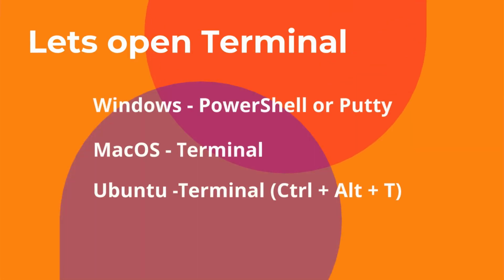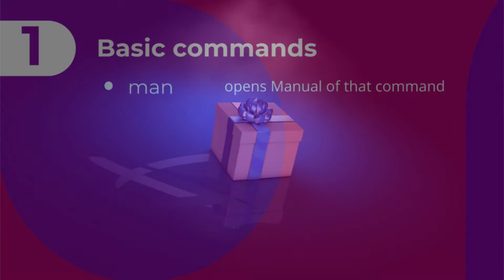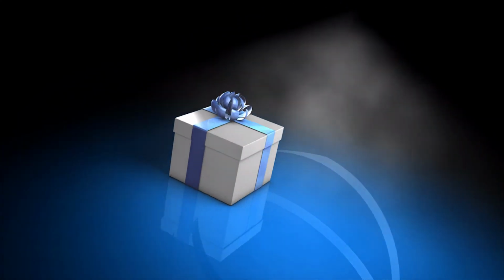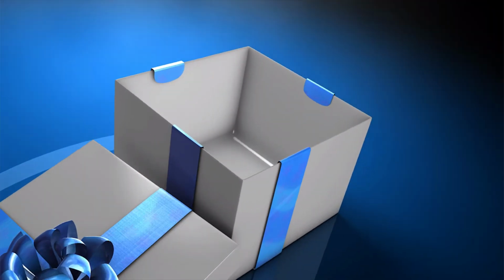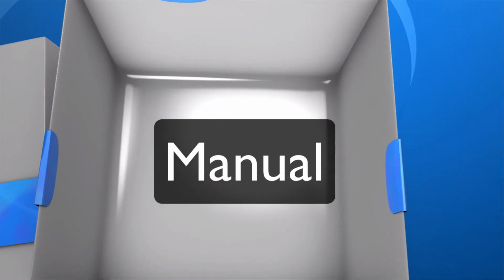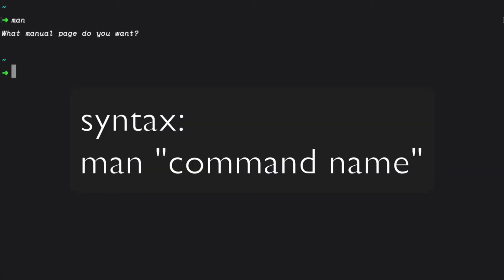So depending on your OS, let's open the terminal and type our first command, which is man. Man stands for manual. Whenever we buy any new product, you might have received a manual with it, which helps us to understand the product in a better way. The same command works here as well. So if we type just man on the screen, it will ask what manual page do you want. The syntax for man would be man, space, the command name.